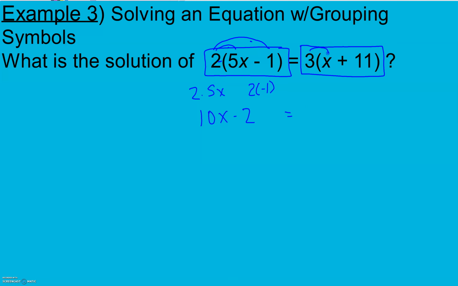Now, my left side is as simple as I can get it. My right side is as simple as I can get it. Do a quick check here to make sure everything changed. I used to have a 5x and a 1, now I have a 10x and a 2. I used to have an x and an 11 in my parentheses, I have a 3x and a 33. So they both changed. So we know we at least distributed.